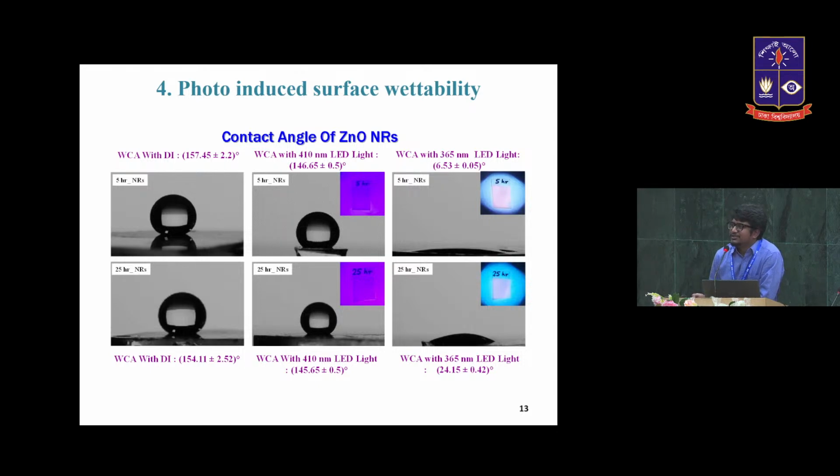We have also conducted photocurrent measurements of those zinc oxide nanorods. You can see here the same AFM images of those nanorods. For the two types of samples, we got two types of current density. So this is a comparative study.